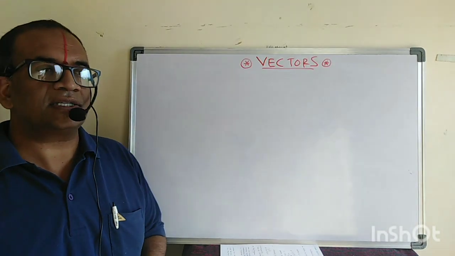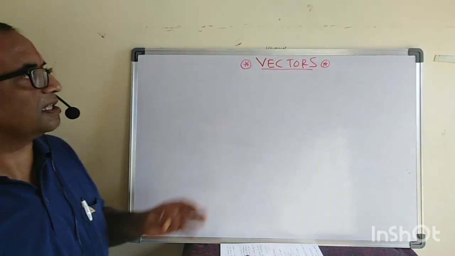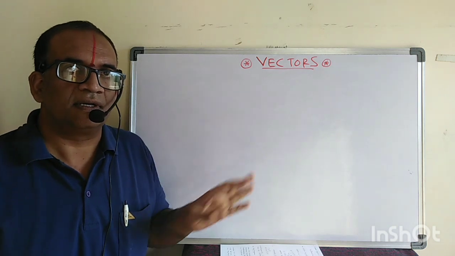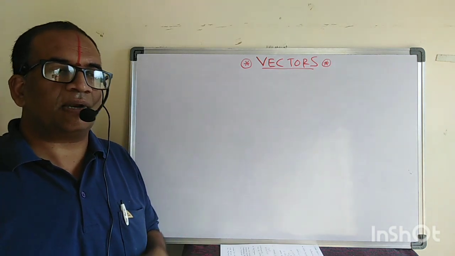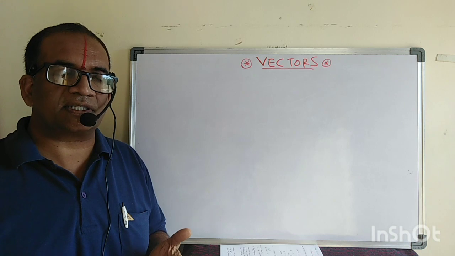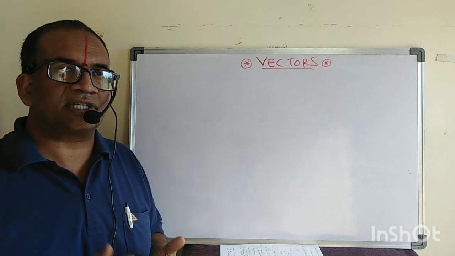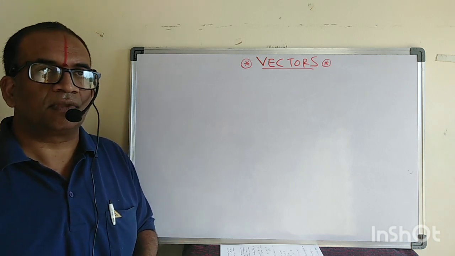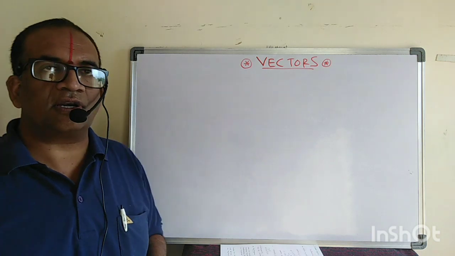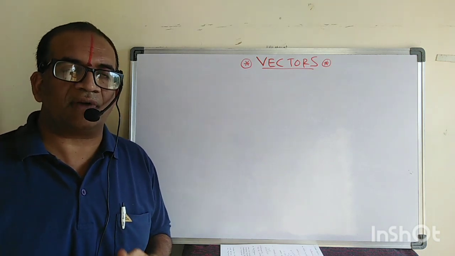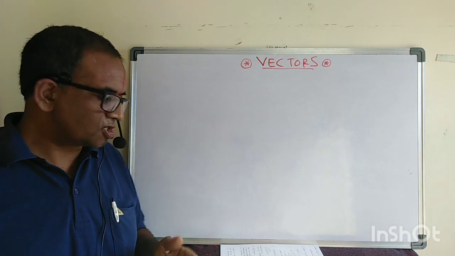Okay, so in the last class we discussed vectors part 1. In vectors part 1 I explained what a vector is, what a scalar is, and also discussed the types of vectors. And in today's class we are going to discuss how to add vectors. Okay, the addition of vectors.